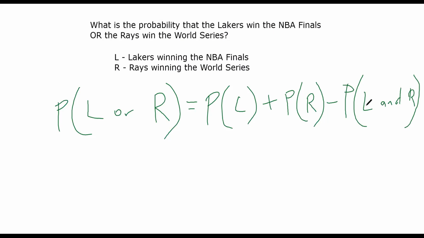And the reason you have to subtract this part off is that the probability that the Lakers win the Finals already has embedded into it the chance that the Rays also have won the World Series. But the probability that the Rays win the World Series already has embedded into it the possibility that the Lakers also happen to win the NBA Finals. So if I just add these two quantities together, I'm actually double counting the probability that both of them win. So I need to subtract it off once. We want a single counting of it in there, but not a double counting of it. So I subtract it off once.